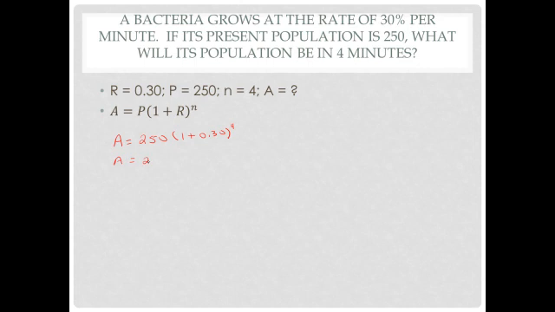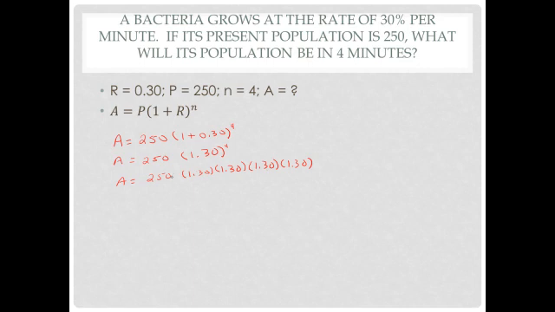So the first thing I'll do is add the 1 plus the 0.30, so that gives me 1.30 to the 4th power. Now I have to take care of this exponent next because my order of operations tells me to do so. And remember, the exponent tells us how many times to multiply the base times itself. So that means 1.30 times itself 4 times, because we had an exponent of 4.